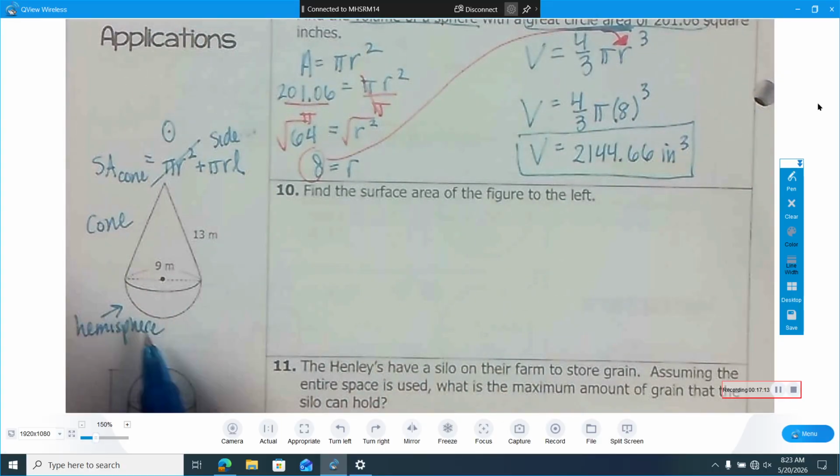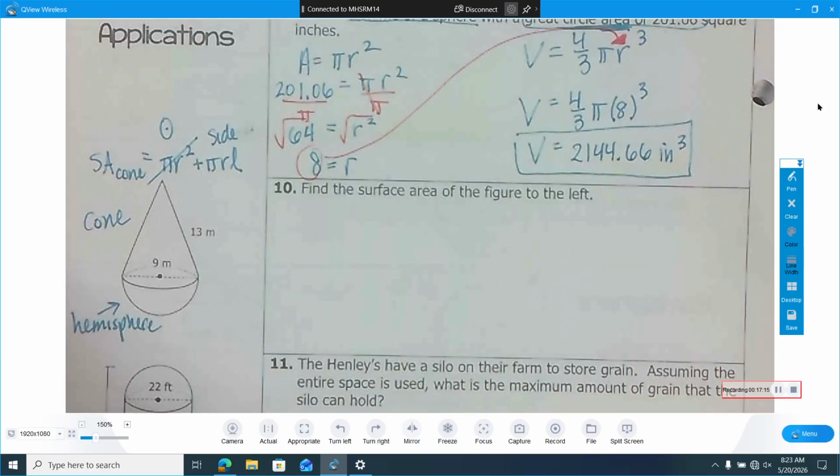And then the hemisphere. What was the formula for the hemisphere? 3 pi r squared. Good. And again, what's the formula for the surface area of a whole sphere? 4 pi r squared, for a whole sphere surface area. 4 circles, 4 pi r squared.